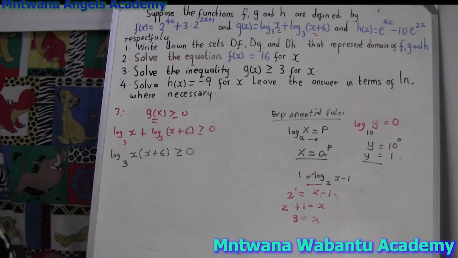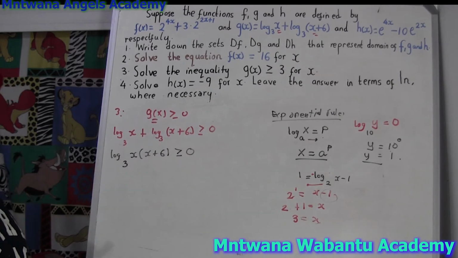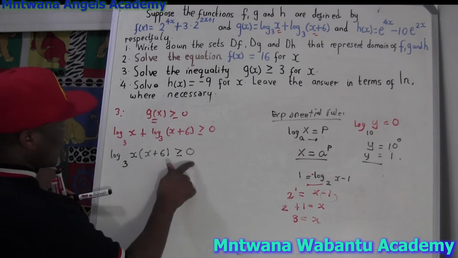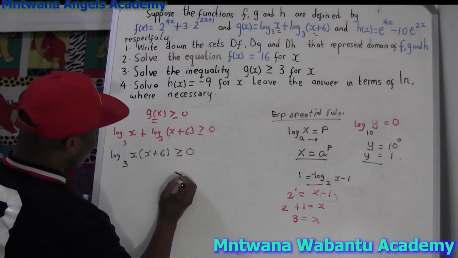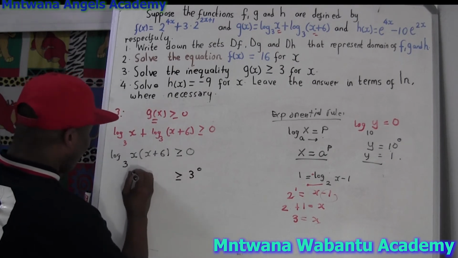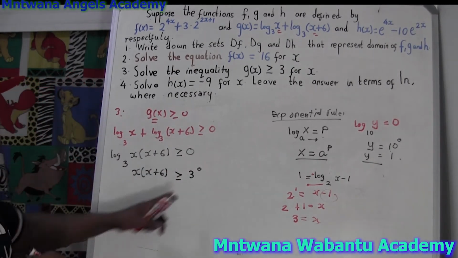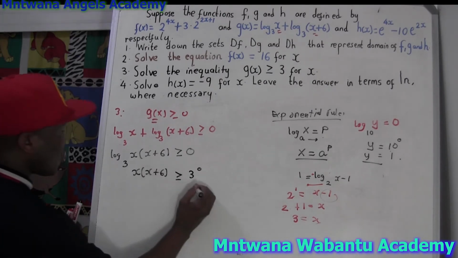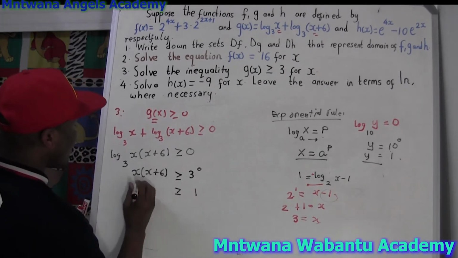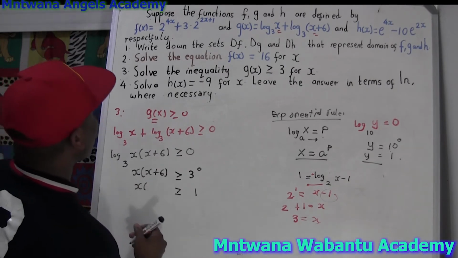Here I can apply the exponential rule. How? Because there's a log on one side and it's equal to something. There's no log on the other side. Let's apply exponential. I'll push this one here, so this is going to be greater or equal. This is going to be 3 power 0, and here I'm left with x and then x plus 6. And 3 power 0 equals 1. So this is going to be 1 greater or equal to x.